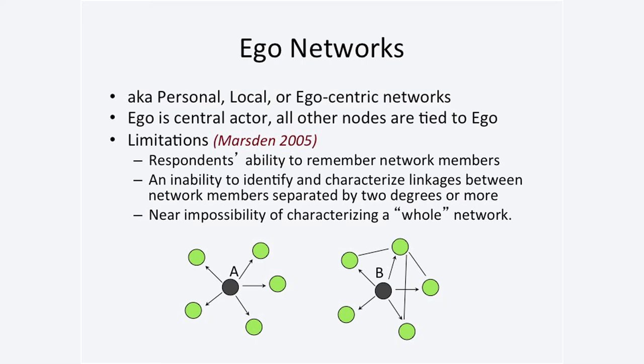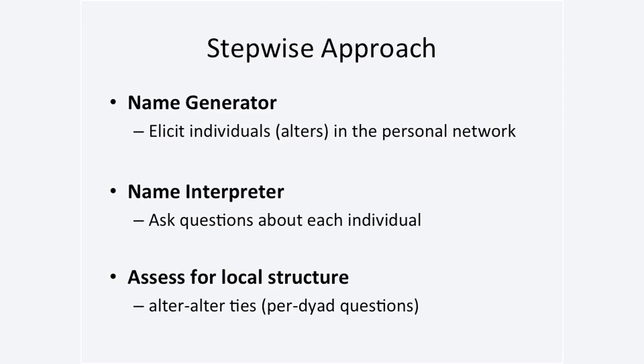The first thing we do is a name generator. So I will come up to a truck driver and say, can you tell me who in your network you share personal information with? And they'll list a bunch of people, okay? And then I go to the name interpreter, where for each of those individuals, I ask, how old is that person? What's their education? All the information I'm interested in.